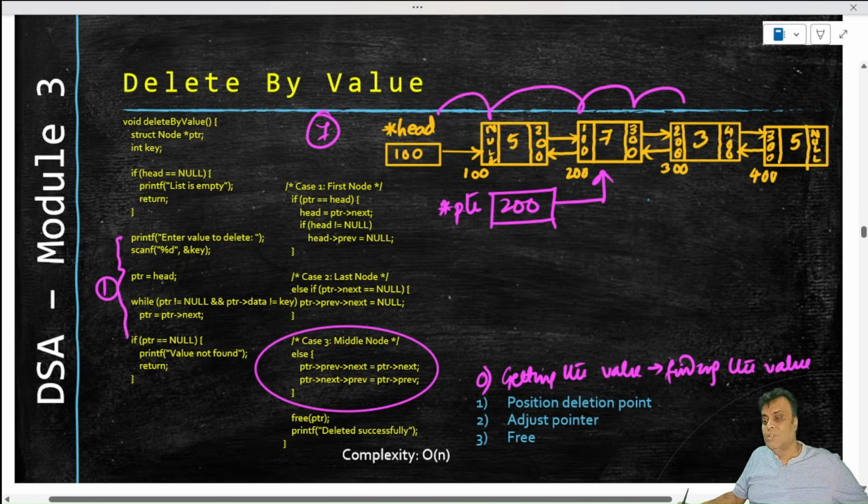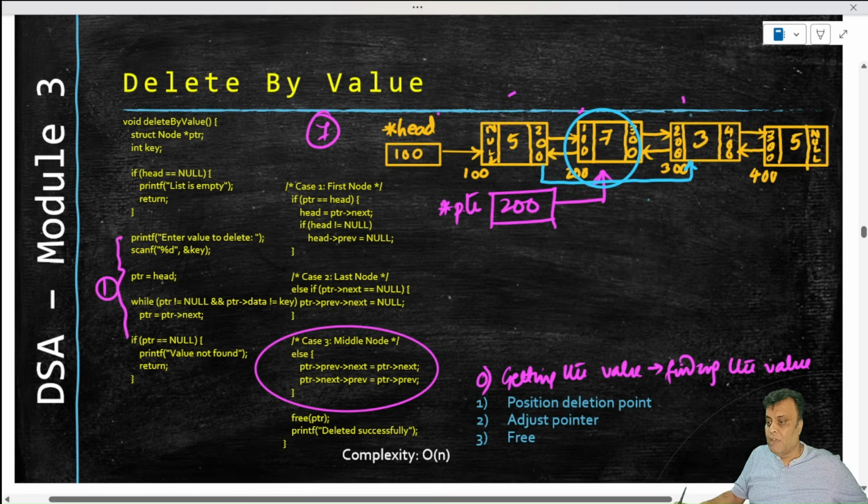Simple. This particular node has no existence going forward. That means this particular link will have to be established. The next will have to point here, and this previous will have to point here. Then only I can say that my links are properly established.